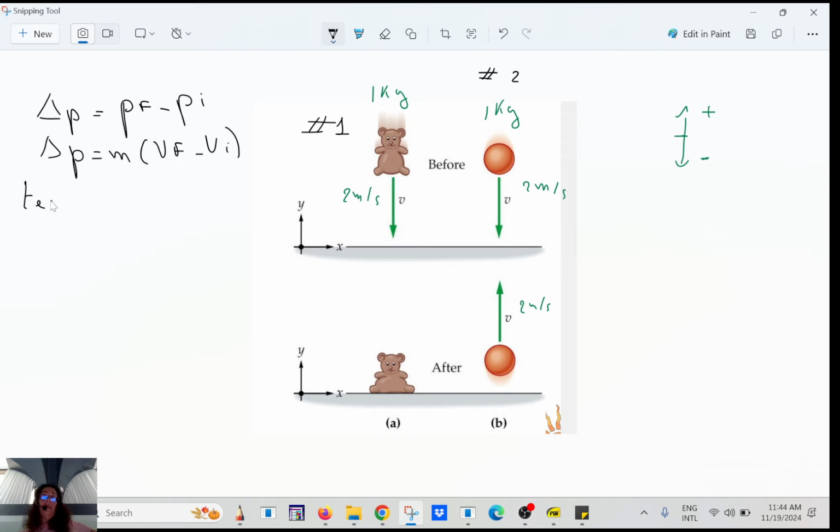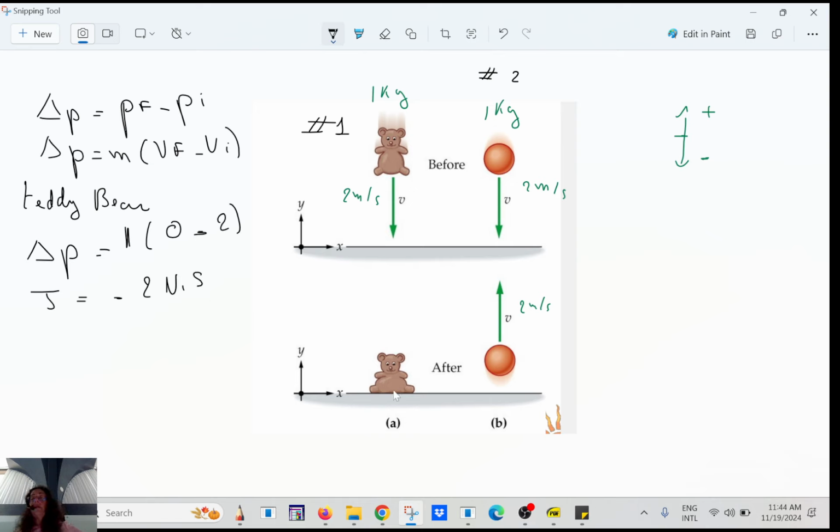So for the teddy bear, the change in momentum will be, the mass is 1 kilogram. Agree? What will be the final velocity? 0, minus, what is the initial velocity? 2. So the impulse, the punch that has to be delivered, will be minus 2 newton-seconds.